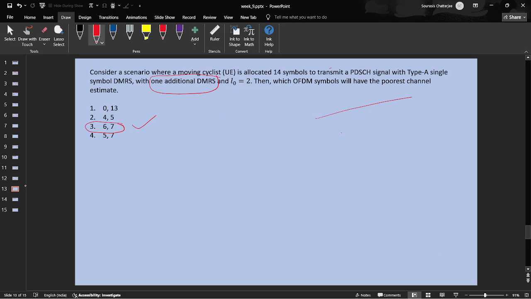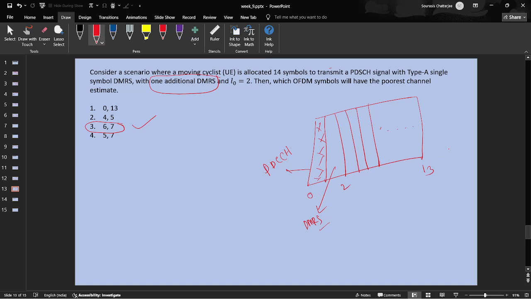So let's try to draw a slot here. The initial first two symbols you kind of ignore. This is from DCI or PDCCH, which is not of much work for us. This is the second symbol, where your DMRS is transmitted, and you are estimating the channel here, and you are using that channel for the rest of the slots up to 13, starting from 0, of course.